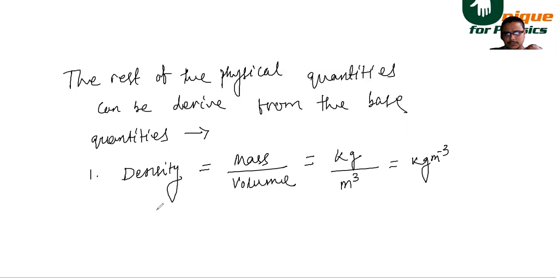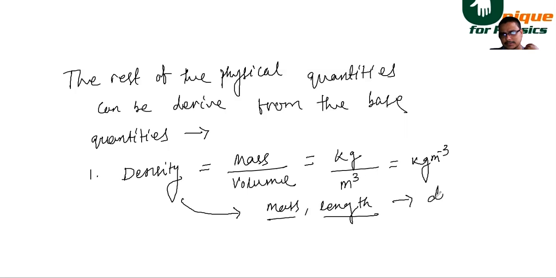Now this density requires two fundamental quantities to be represented. One is mass and the other is length. So mass and then length to the power minus 3. Two physical quantities are needed to write density. That's why we say this is a derived physical quantity.